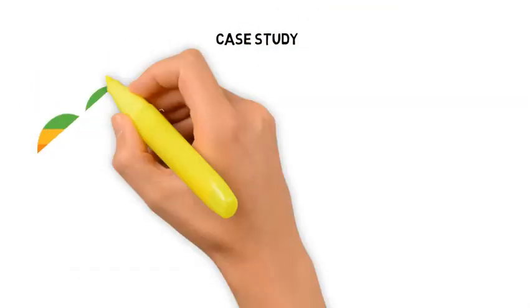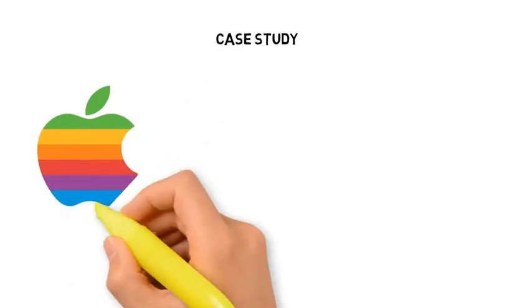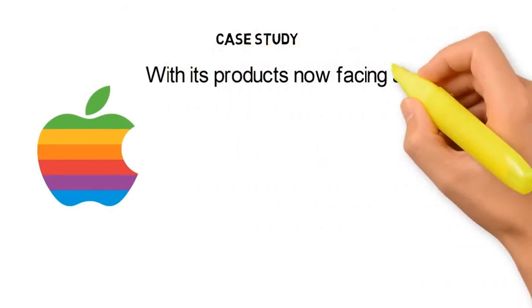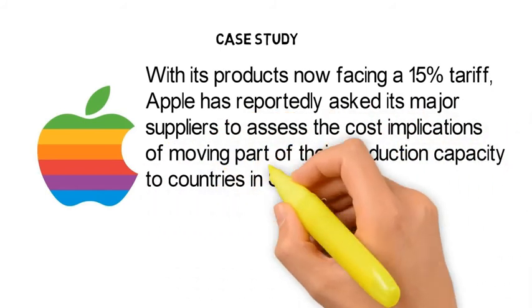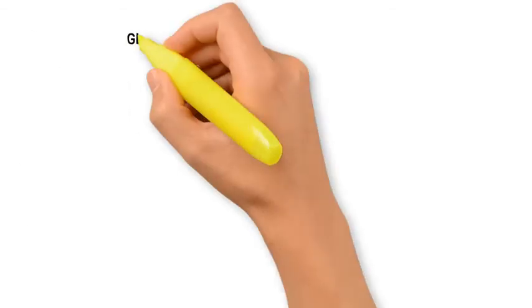Companies such as Apple, which build most of their products in China, are already starting to feel the impact of this war. With its products now facing a 15% tariff, Apple has reportedly asked its major suppliers to assess the cost implications of moving part of the production capacity to countries in Southeast Asia. If this happens, there will be a corresponding shift in the global transport patterns.